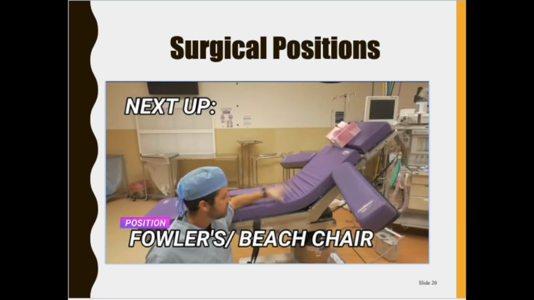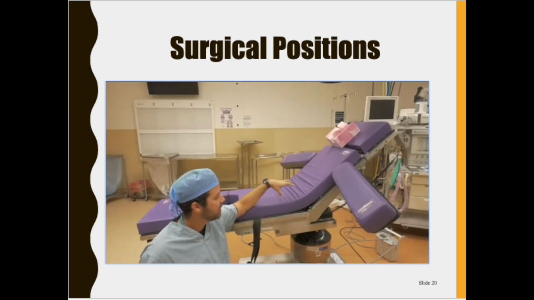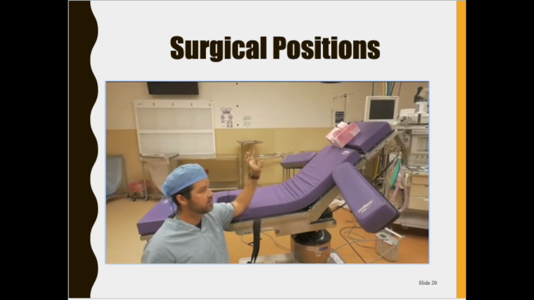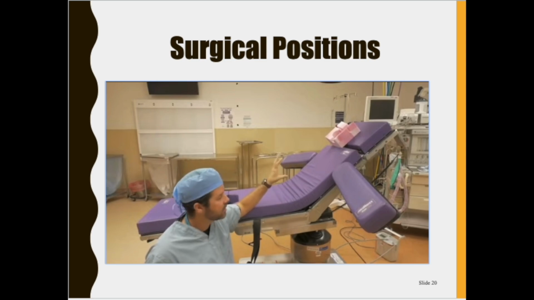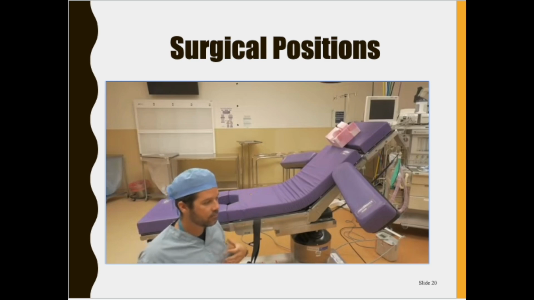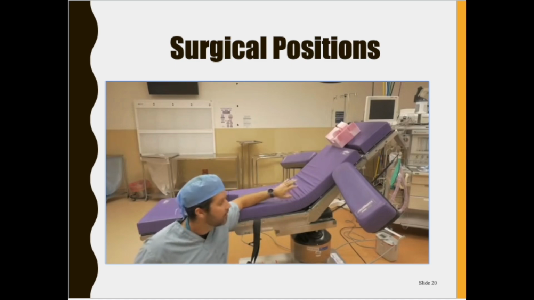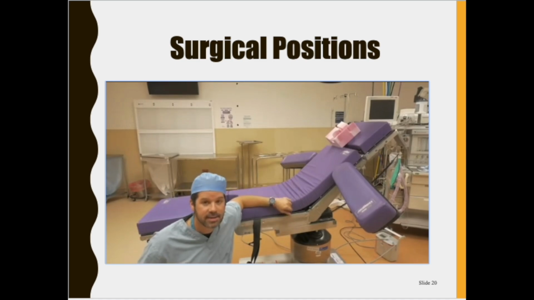This next position is Fowler's position, sometimes they call it a beach chair position. A lot of the cases that you'll see in this type of position are going to be possibly some breast surgery, breast augmentation, or any type of breast surgery where you need to see the natural lie of what the breast looks like. You might see it in shoulder scopes, arthroscopies, things like that, and even possibly certain types of head cases as well.